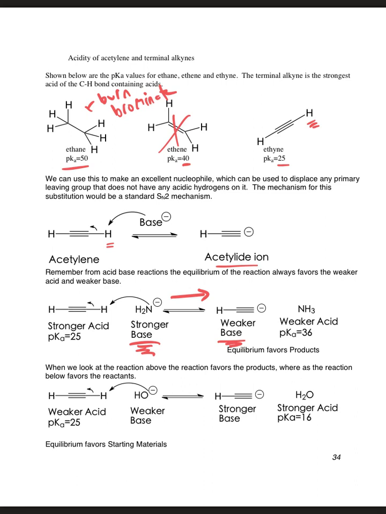So NH2 minus or CH3 minus are the best choices for removing that hydrogen to make sure all of it is removed to form the acetylide ion. If we just use hydroxide, we know the pKa for water is 16, so between our 2 acids in the reaction, the water is a stronger acid. So if we just add hydroxide, nothing's going to happen because the equilibrium favors the starting material, because in equilibrium, you always go to the weaker acid and weaker base.